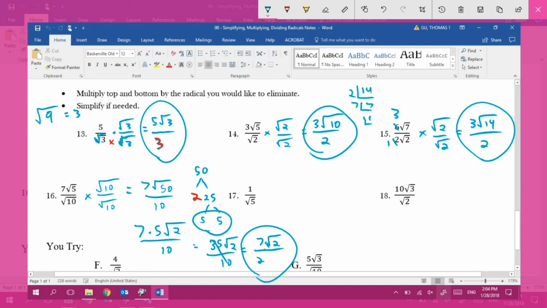All right, on to number 17. Multiply top and bottom by square root of 5, and that's going to leave me with square root of 5 over 5, and that's my answer.